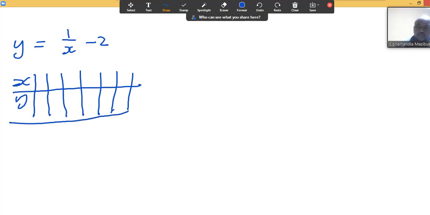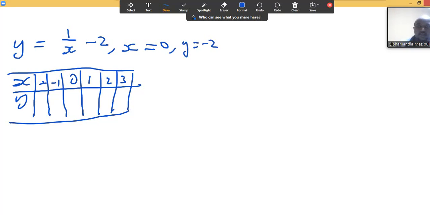Let's look at our table. We may have 0, 1, 2, 3, -1, -2, it doesn't matter. Okay, let's look at f. We already know the asymptote in this case: x is equal to 0, so x can't be 0. Then we have another equation of asymptote, y is equal to -2. So that is another asymptote we're looking at here.